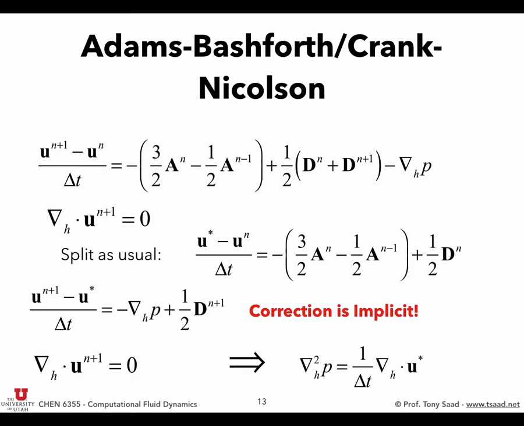But when you go and substitute back, you have to be careful at how you treat this implicitly, okay? Because you've got to solve for u^(n+1) from this. Once you find p, you know u star, you want to find u^(n+1), so that's where the implicitness is. So the correction equation is implicit.